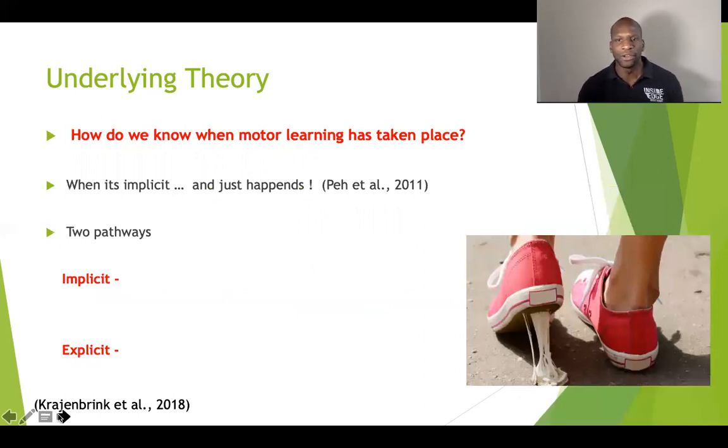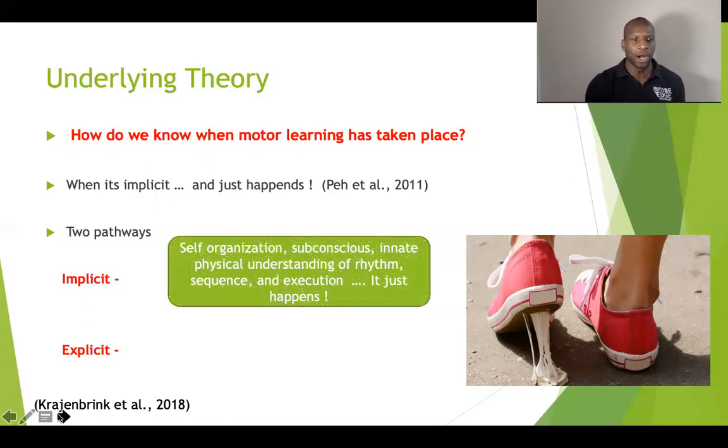Now, how do we know when motor learning has taken place? Well, fundamentally, the evidence suggests that when it's implicit, and it just happens, that's when we're most likely to garner the most benefit during a motor skill task. And essentially, we've got two pathways. We've got two learning pathways and also two memory-based pathways. One is implicit and one is explicit.